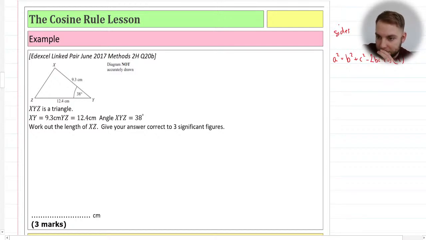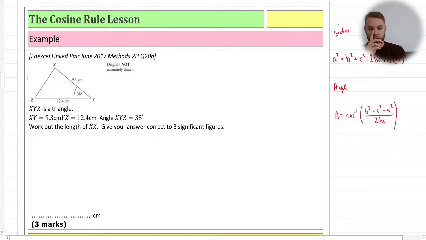Okay, we know that. And then for the angle, we know that A is equal to cos to the minus 1 of b squared plus c squared minus a squared all over 2bc. These were the two formulas which I've got.